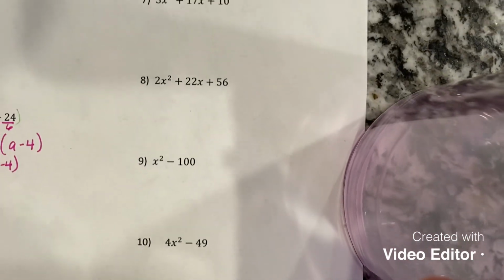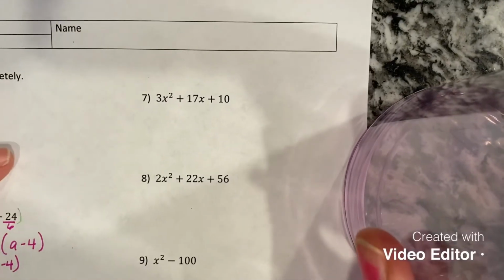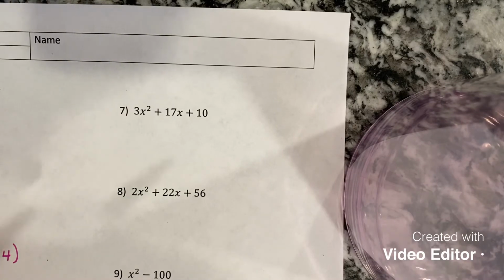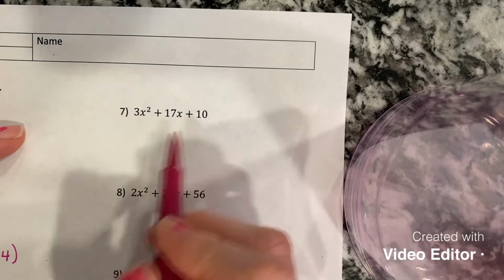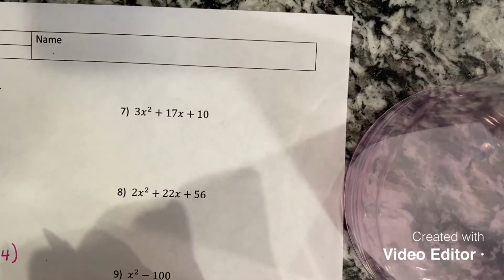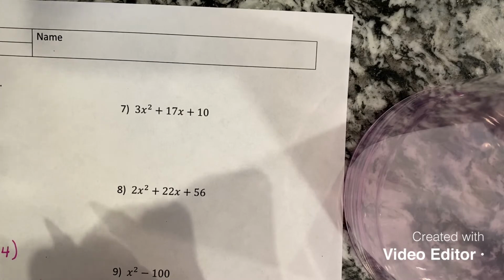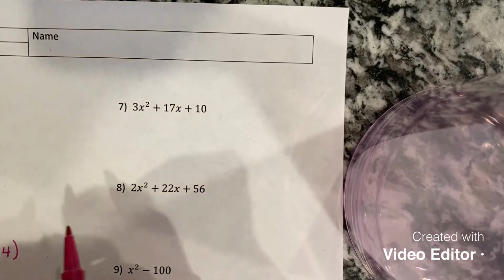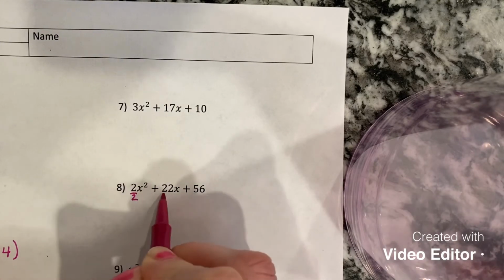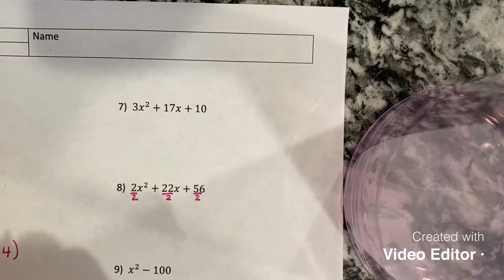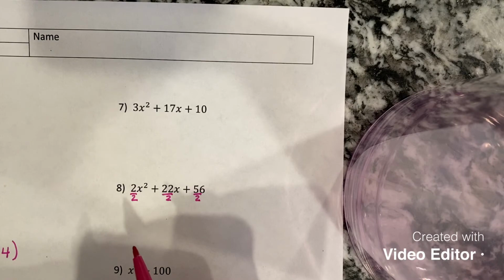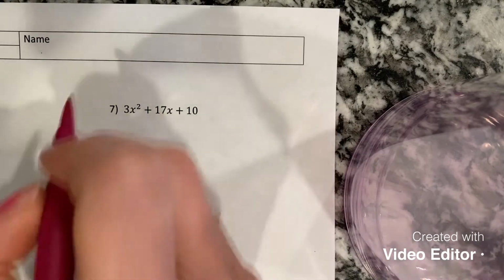And then we're going to come up here to 7 and 8, where A is not 1. We will look at number 7 because as you can see, 3, 17, and 10, none of those numbers work nicely together. So there's not a greatest common factor that you can take out. Hint, hint, on number 8, all of these are even. So you're going to divide that 2 out before you start, and then you will do that problem just like you did 4, 5, 6, and 11. So let's look at number 7 since it's a little more complicated.